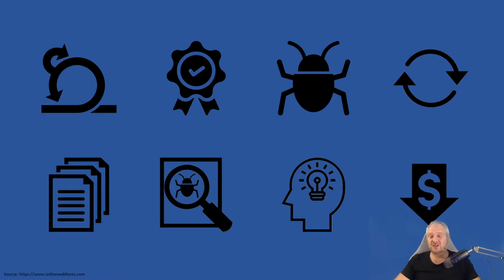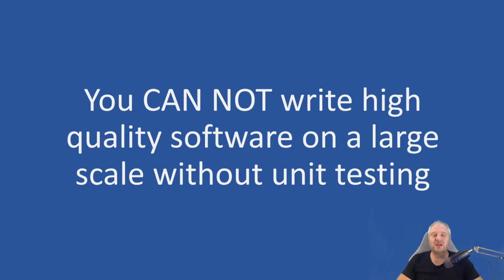And in the end, it's going to bring down costs because fixing those bugs in production or later on along in the pipeline is very costly. So the faster we are able to get these bugs out or any defects out, it's going to decrease our costs in the long run. And one reason I really want to emphasize, you cannot write high quality software on a large scale without unit testing. Period. You can debate me on this.